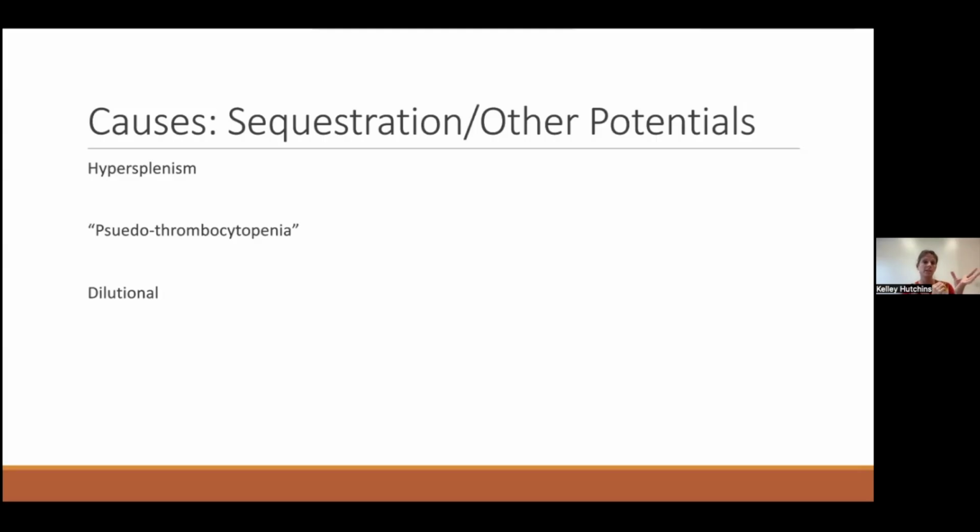So typically, it's collected in an EDTA tube. And so first and foremost, is this actually real thrombocytopenia? And so this can actually be collected in other tubes where that wouldn't happen. Also rare, but it does exist. And then delusional.